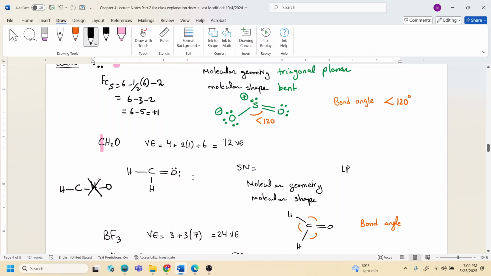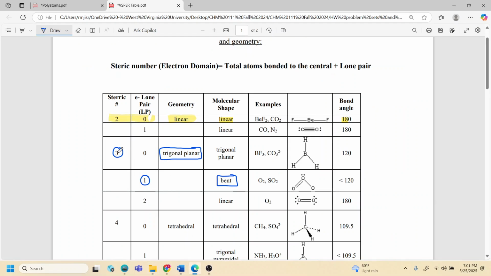Once I do this, then I look at the central atom and I say, okay, let's calculate the steric number. The steric number for the carbon is the number of atoms connected to the central atom, which is 3, plus the lone pairs on the carbon, which is 0. So the steric number is 3, and the lone pair is 0. So now I go ahead and look at the VSEPR table. Steric number 3, lone pair 0, then the geometry and the shape are the same. And I'm just going to go ahead and draw it as a triangle.